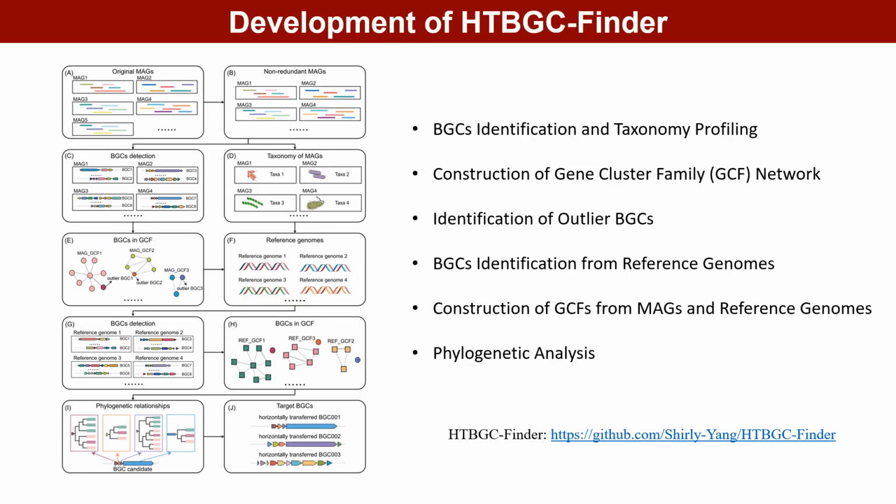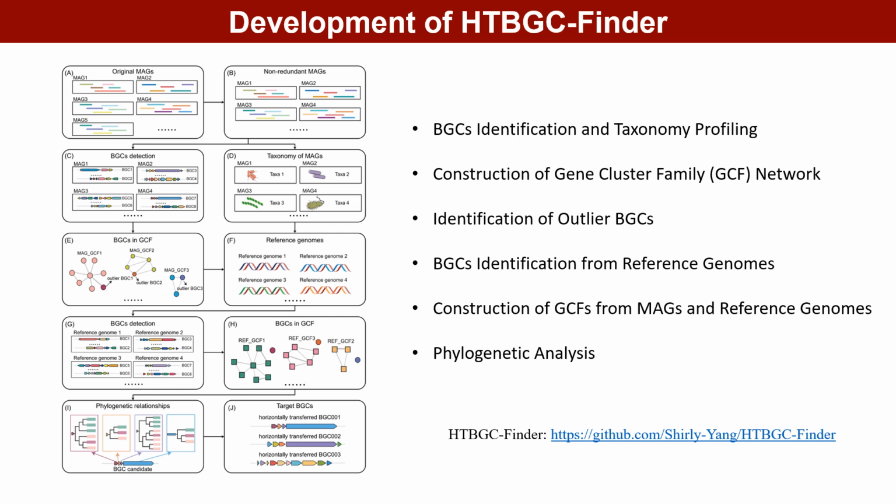HTBGC-Finder is a computational tool designed to identify recently horizontally transferred BGCs within individuals from MAGs. Key components of it include BGCs identification and taxonomy profiling, construction of GCF network, and identification of outlier BGCs. This involves BGCs identification from reference genomes, and construction of GCFs from MAGs and reference genomes.